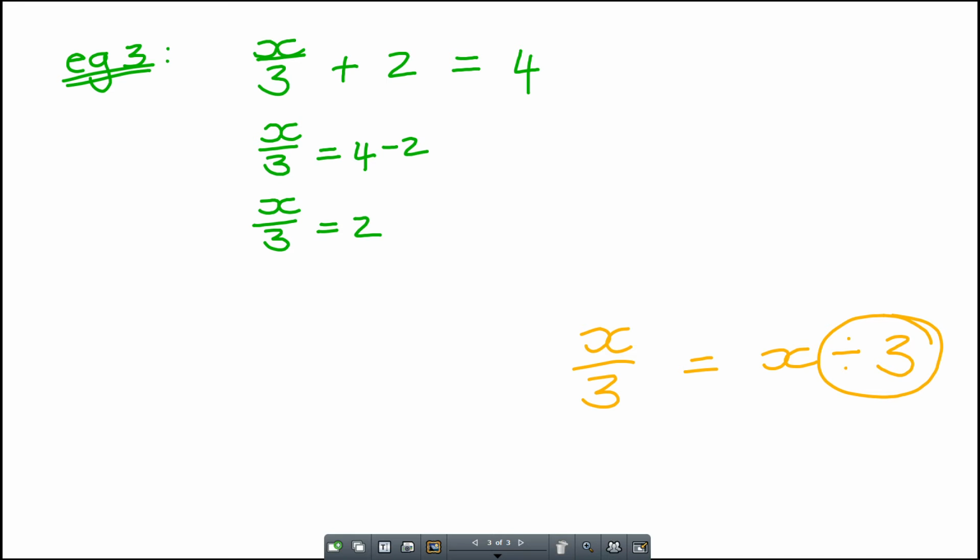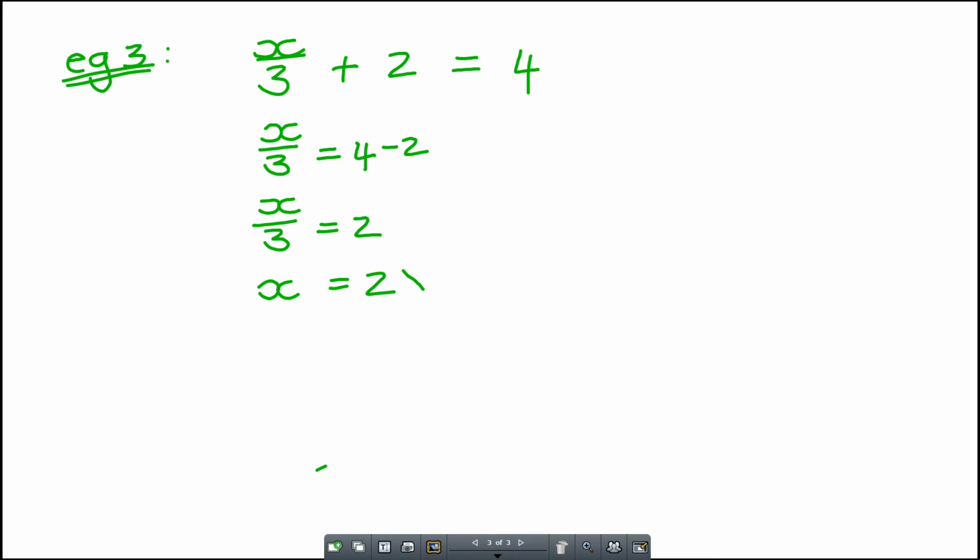Does that make sense? Does everyone understand that part, that it's divided by 3? Okay, so to get rid of it, I'm going to do the opposite. I'm going to say, take it over, and then it would be 2 times 3. So x will be 6. Do you guys understand that?